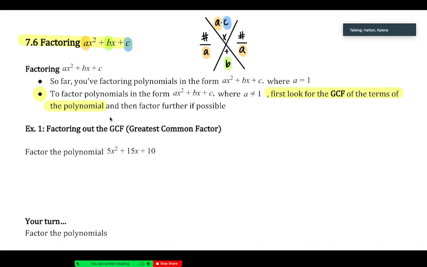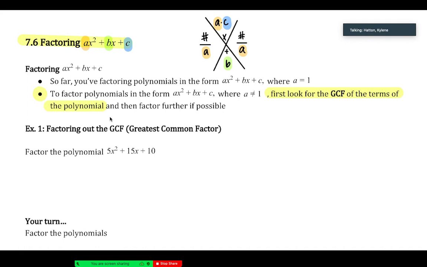So example 1, it says factoring out the GCF, the greatest common factor. It says factor the polynomial 5x squared plus 15x plus 10. So whenever you're factoring, regardless of what your expression looks like, the first thing you always want to check for is greatest common factor. And that's basically a term, a monomial.